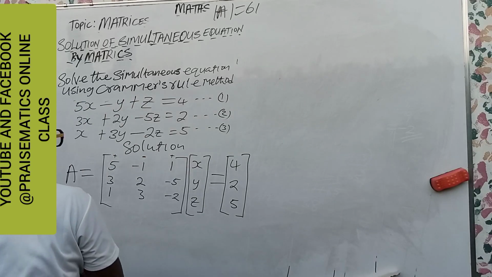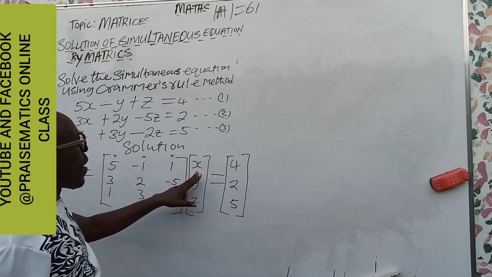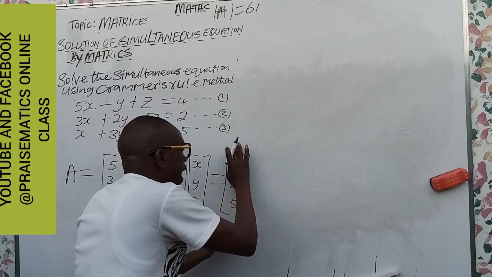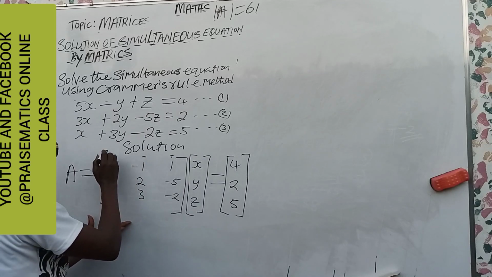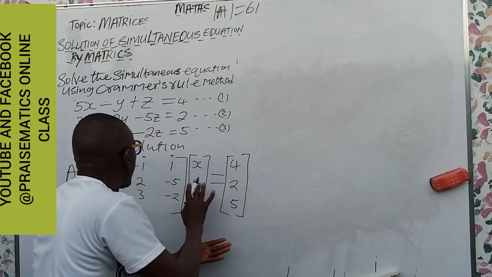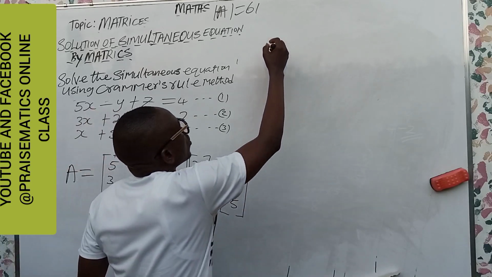Okay, we want to get x. Now for the fact that we want to get x, we need to substitute this side against the x column. This is x, y, z. So we pick this number and delete this one and replace it here. For x, we call it what?